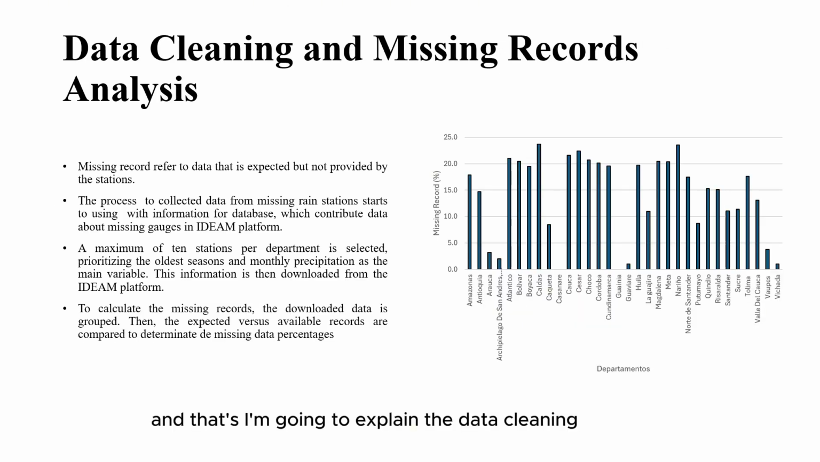Hello, and next I'm going to explain the data cleaning and missing records analysis for this project. First, missing records refer to data that is expected but not provided by the stations. This is the main idea for this project, because some stations don't give complete information for rainfall characteristics of Colombian hydrology.